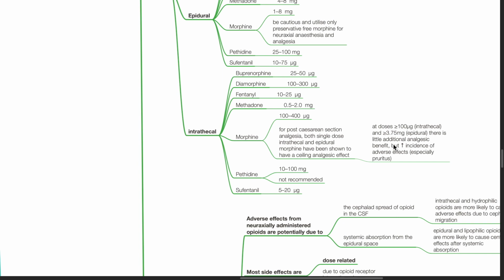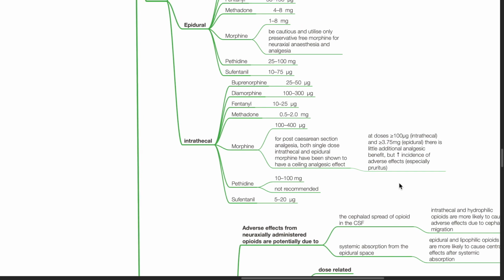The dose for intrathecal buprenorphine is 25 to 50 mcg, intrathecal diamorphine 100 to 300 mcg, intrathecal fentanyl 10 to 25 mcg, intrathecal methadone 0.5 to 2 mg, intrathecal morphine 100 to 400 mcg.